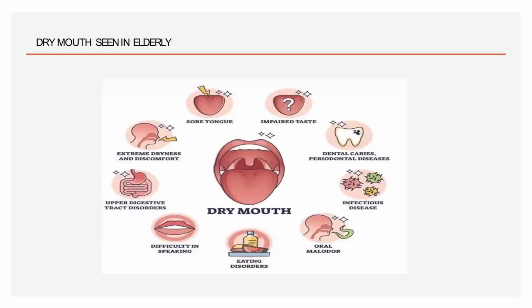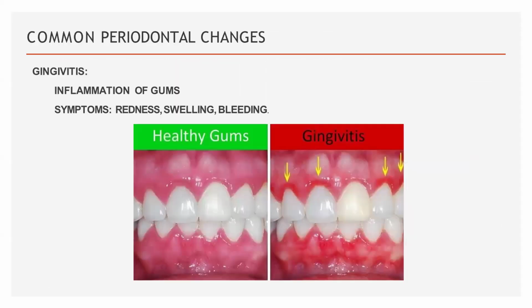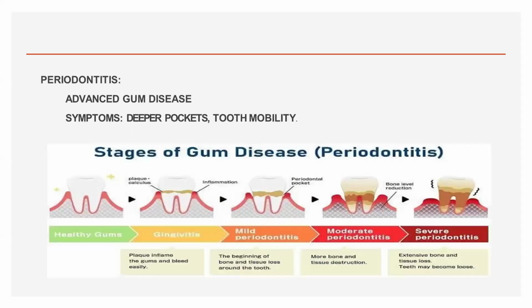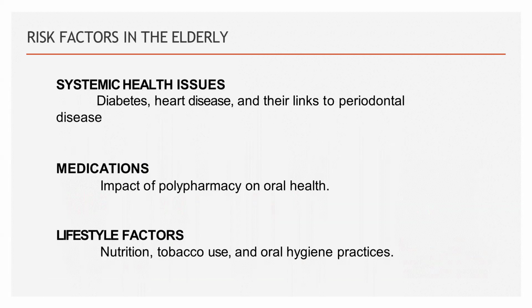Dry mouth, which is a very common condition in the elderly, can impact taste perception. Also, it can lead to increased prevalence of dental caries, oral malodor, and difficulty in speaking. So the common periodontal changes seen with aging start with gingivitis. Gingivitis is an inflammation of the gums, and the symptoms involve redness of the gingiva, swelling and bleeding of the gums. Periodontitis is an advanced form of gum disease. The symptoms include deeper pockets and bone loss, which lead to tooth mobility and tooth loss.